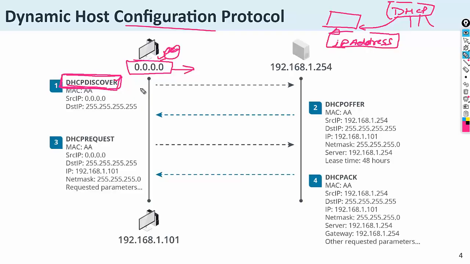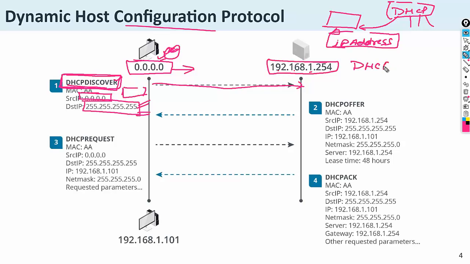So first thing, it will discover the DHCP server. At the time of the discover, it will send a packet, and this packet has the MAC address, source IP address 0.0.0.0, and destination IP address anyone. Anyone means just a broadcast, and it reaches the packet to 192.168.1.254. This is actually a DHCP server.